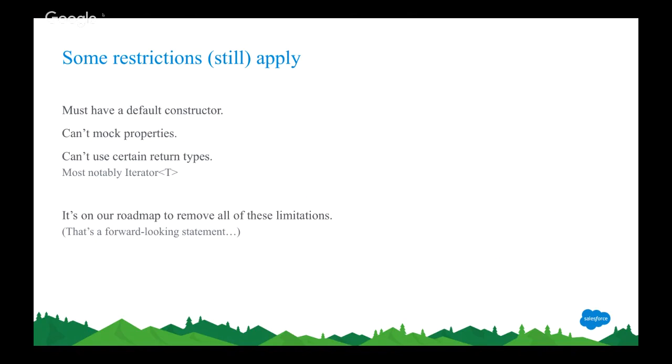You can't mock properties. So one of the big features, I guess, in a controller in Visualforce or in Apex even, is the fact that you can put kind of logic in your properties. None of that can be mocked out currently with the Stub API. There's also some limitations around what your return types can be. So you can't return an iterator, for example.